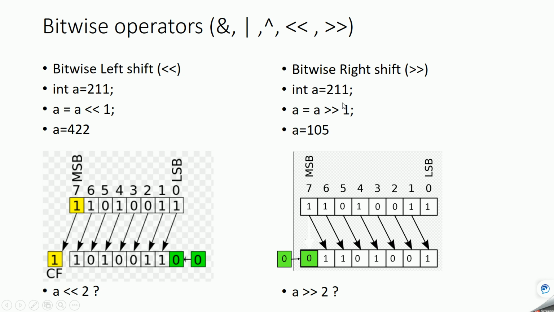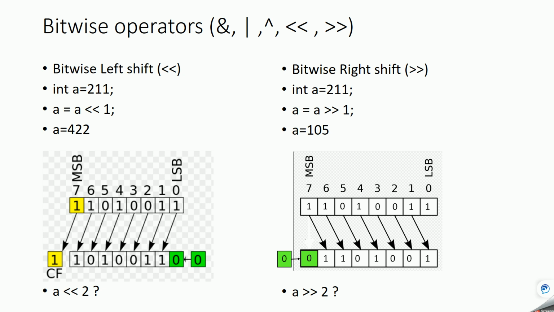Now in the same way, if you want to right shift the value by 2 bits, you perform one more right shift on the result by one more bit, then it will be shifted by 2 bits. So that is all about the bitwise operators.